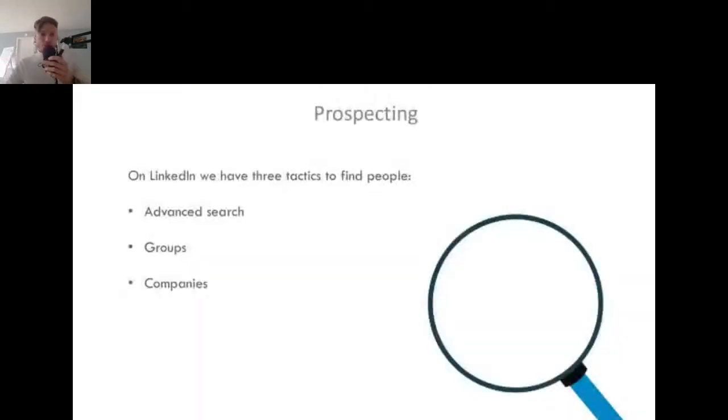And this is where prospecting comes in on LinkedIn. On LinkedIn, we have 3 tactics to find people. The first one is advanced search, and this is the most powerful one. So basically, to get access to this, you have to make an empty search, click on people, and then choose all filters. And here you can add filtering techniques like type, geography, and industry. Those 3 are the most important. You can build very specific searches with the help of this.